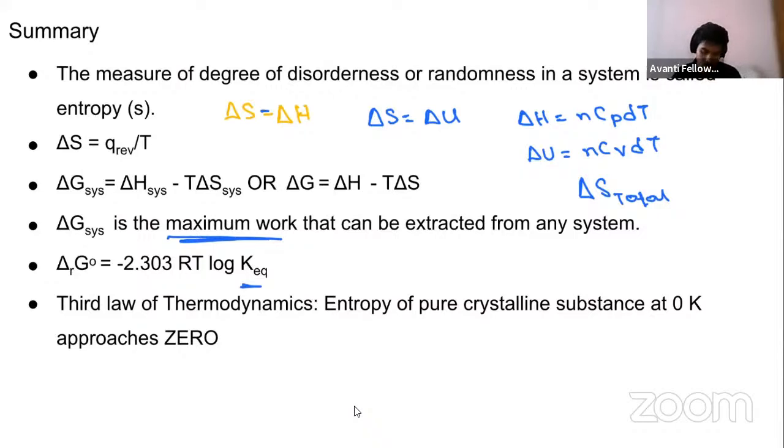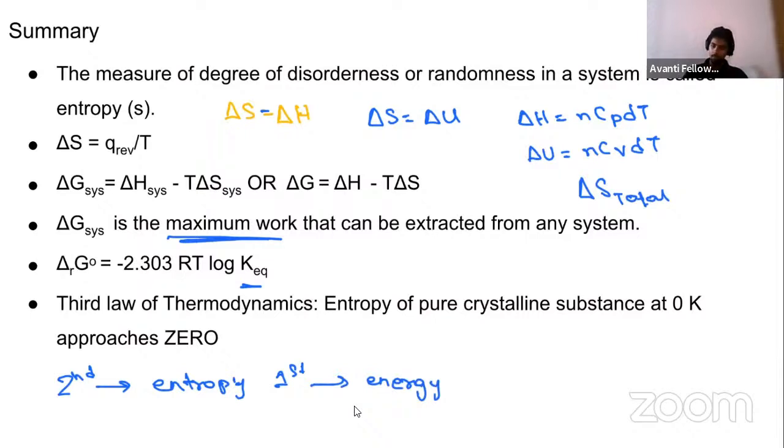Now, what does the third law of thermodynamics say? It says the entropy of a pure crystalline substance at 0 Kelvin approaches zero. What does the second law say? The second law is about entropy. What does the first law say? The first law is about energy. Energy cannot be created nor destroyed, but we can convert it from one form to another. But entropy, can we create entropy? Yes, we can create entropy. We cannot destroy it. That's what you need to remember here.